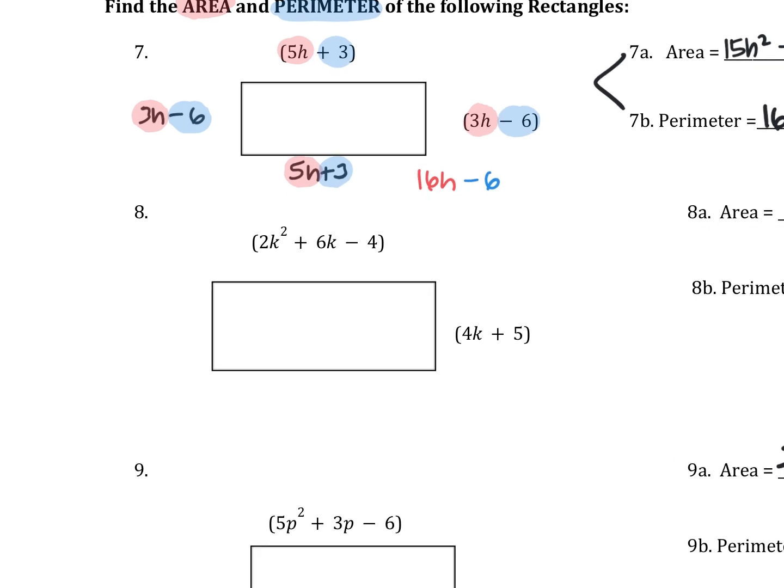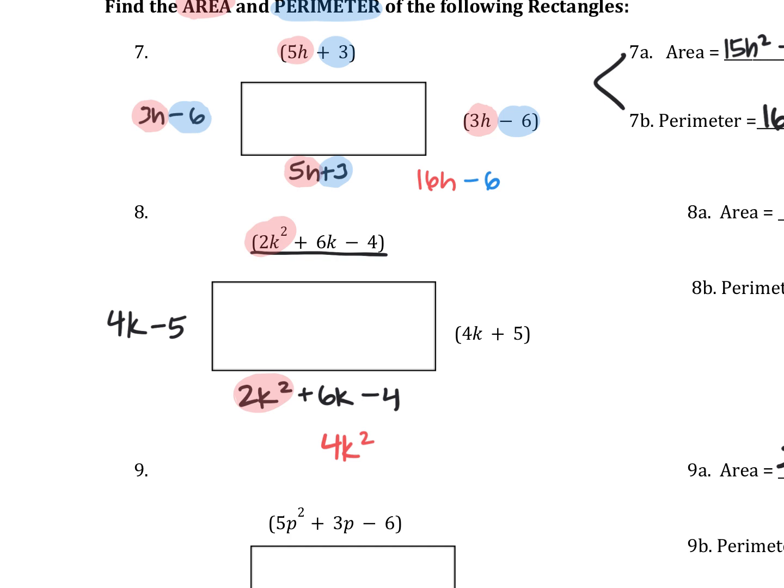Okay, my next one, I've got my top is 2k squared plus 6k minus 4. My bottom side is also 2k squared plus 6k minus 4. And this side length is also 4k minus 5. So when I'm starting this problem, I would go ahead and start with my highest exponent. So that's my 2k to the second power. If I add those two things together, I end up with 4k to the second power.